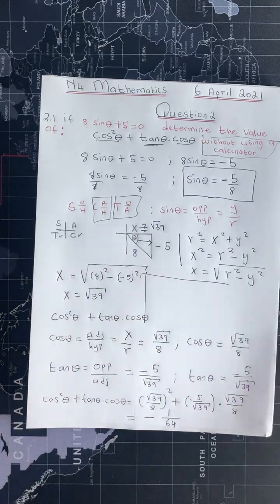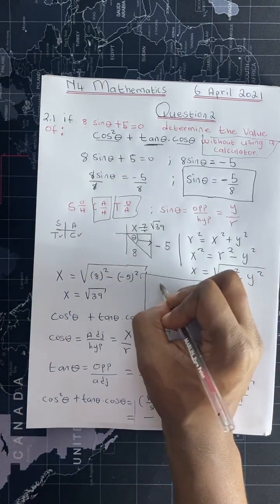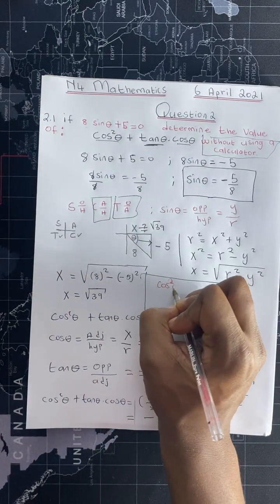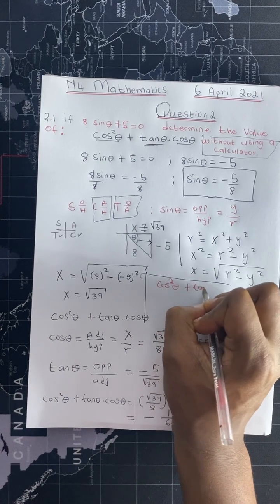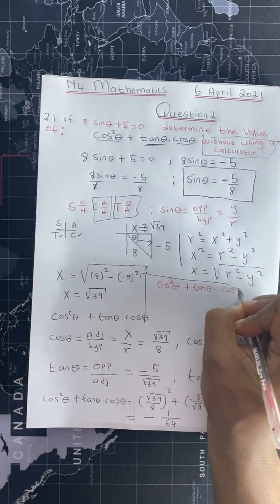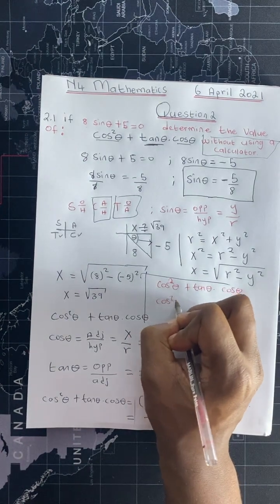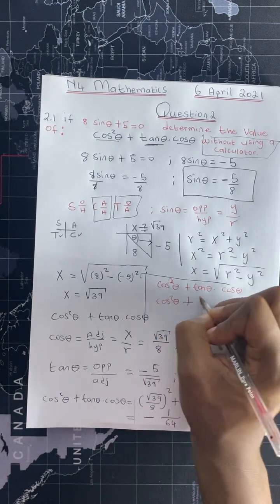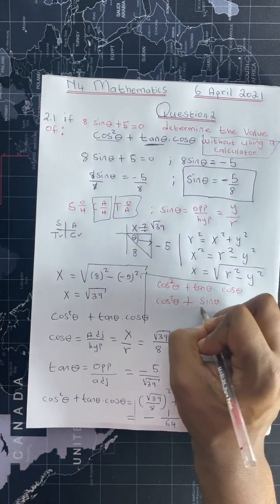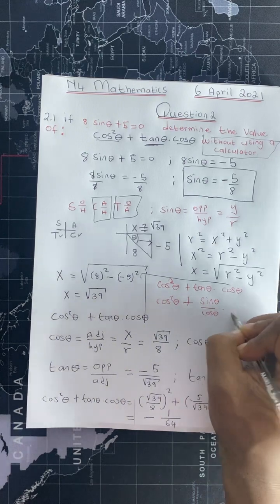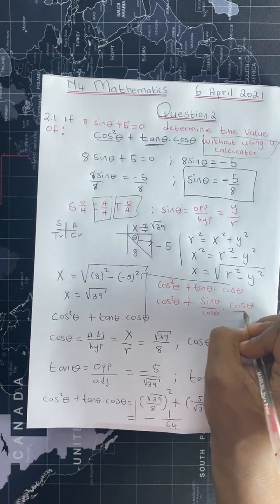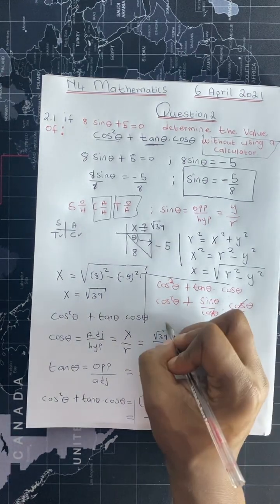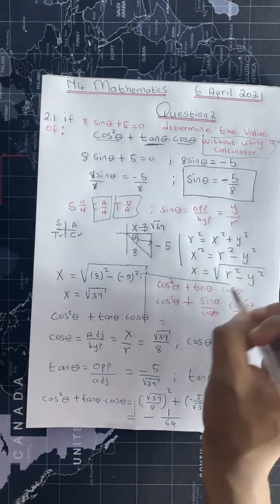But you can also, so we had our cos squared theta plus tan theta multiplied by cos theta. Tan theta, we know that it's sin theta over cos theta, multiplied by cos theta. So that cos theta will cancel out with that cos theta.